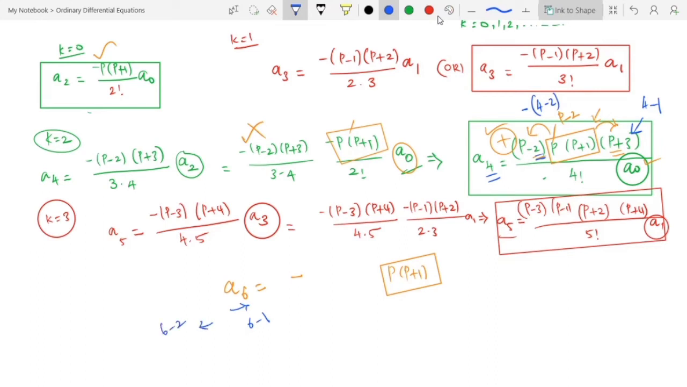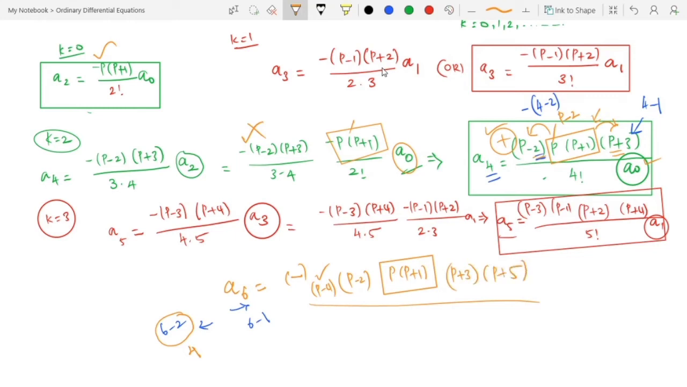So start writing here p minus 2, p minus 4. We have to stop here because the left side ends with 4. Similarly, on the right side p plus 1, adding 2: p plus 3, p plus 5. So it ends with 5, that is 6 minus 1. Regarding the denominator, for a2 that is 2 factorial, a4 is 4 factorial. We are writing a6, so 6 factorial.